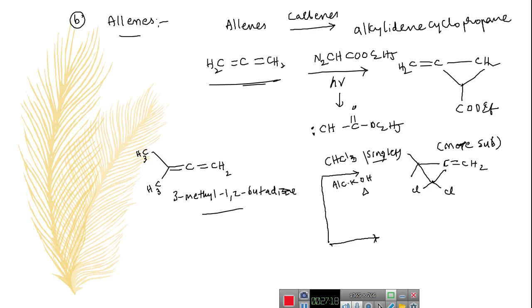Whereas the same substituted allene, when you treat with diazomethane under photochemical condition in solvents like dibromomethane, produces a triplet carbene, which adds to the less substituted alkene and gives you a cyclopropane derivative.